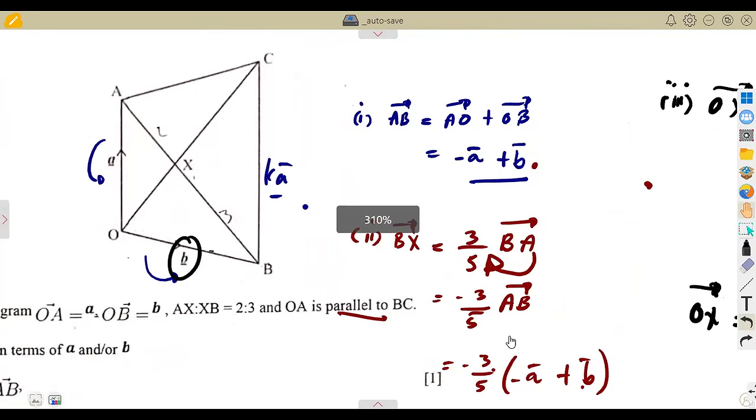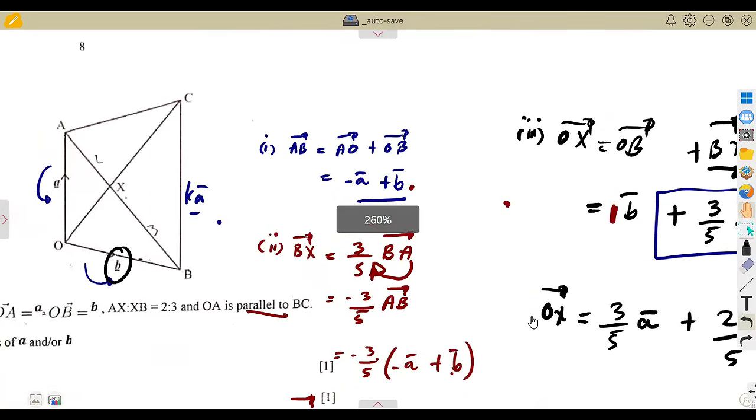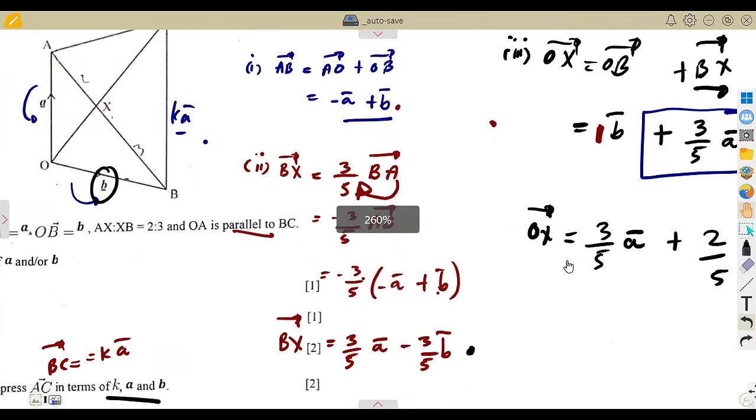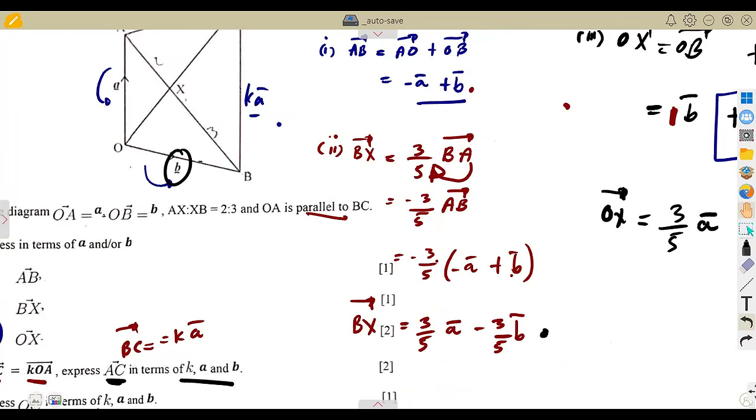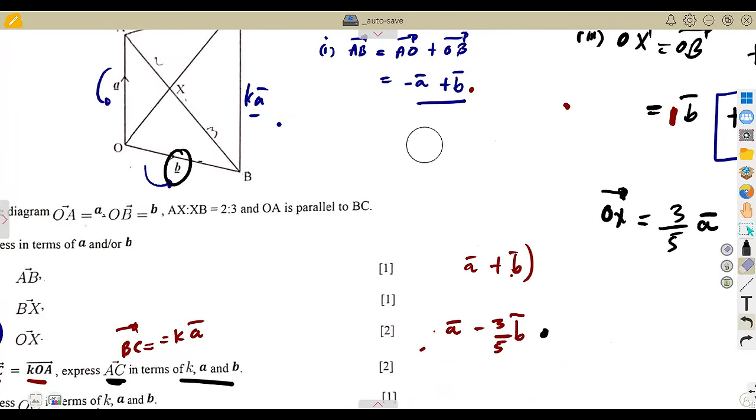From O to C, so which route are you going to take? That is the question. All right, OX, let me see. OX, we're going to need it. BX, we're not going to need this BX here, so I'm just going to remove this part. I think we're going to use this BX, guys.